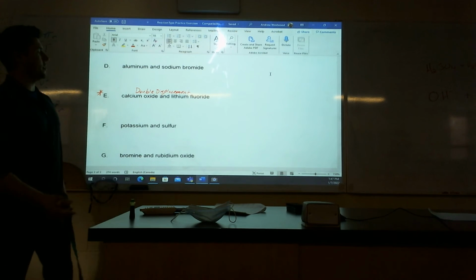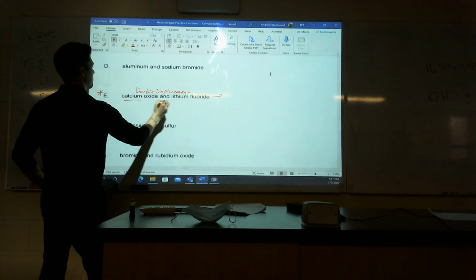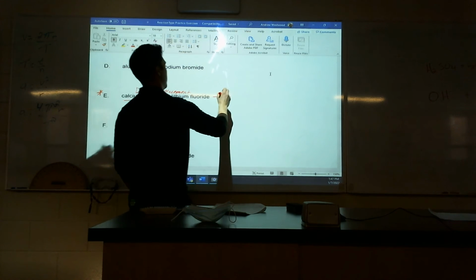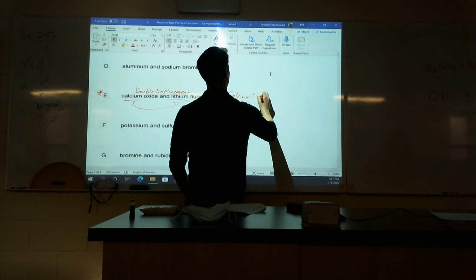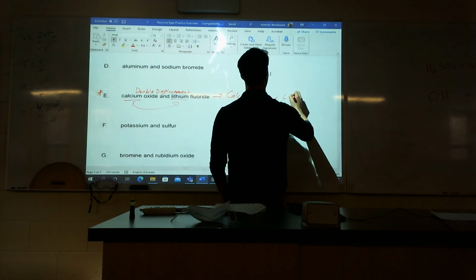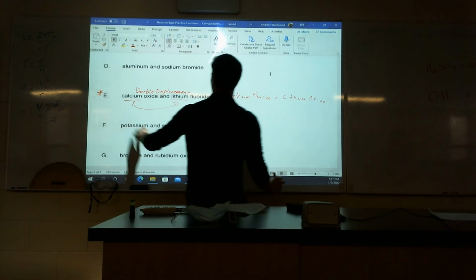And so now, what is the actual word equation going to look like? Again, my metals are going to switch. These are going to switch. So I'm going to get calcium with fluoride, calcium fluoride, and I'm going to get lithium oxide. Now I've got to do a little work.